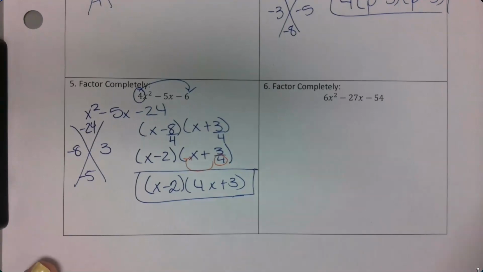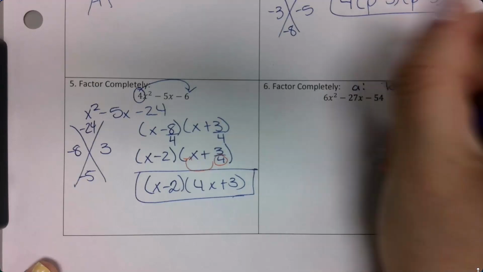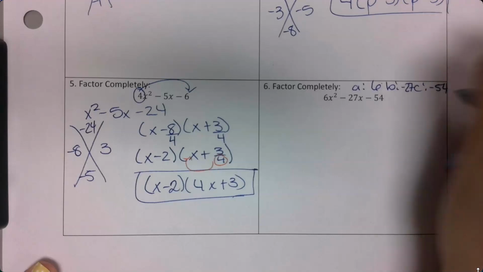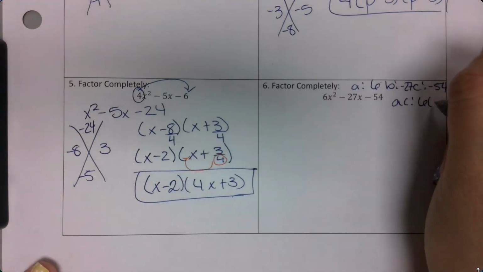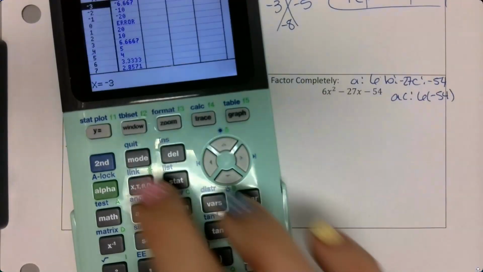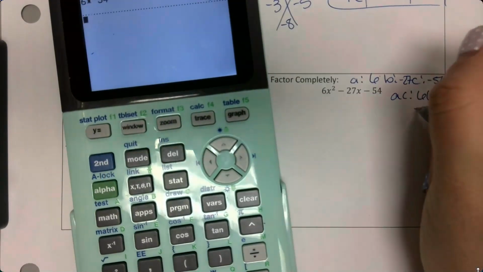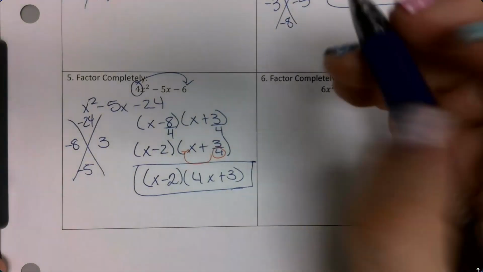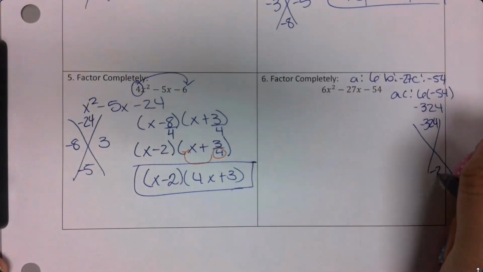On number 6, I'm going to use the AC method, so I need to know what my A, B, and C are. My A is 6, my B is -27, and my C is -54. So I want to find A times C, which is 6 times -54, which gets me -324. So I want to create my X. I'm going to have -324 and -27.